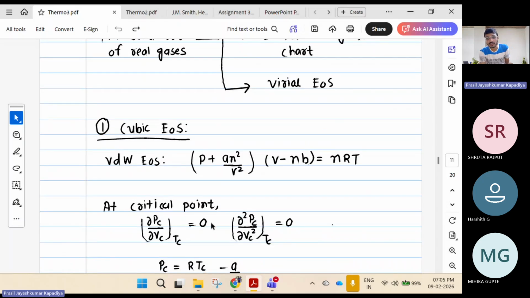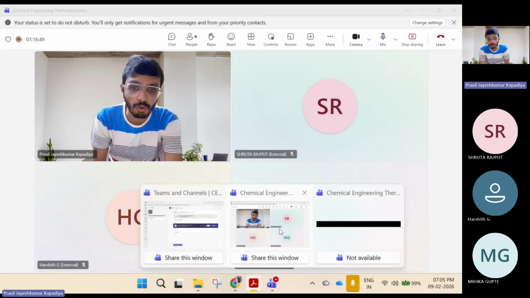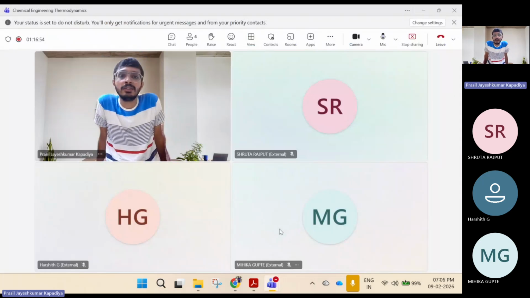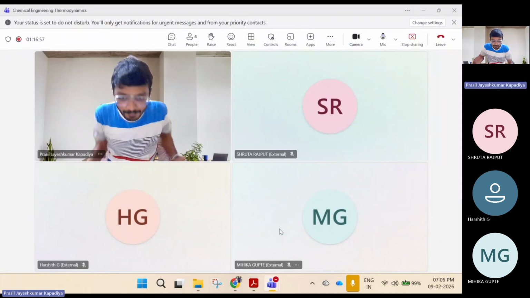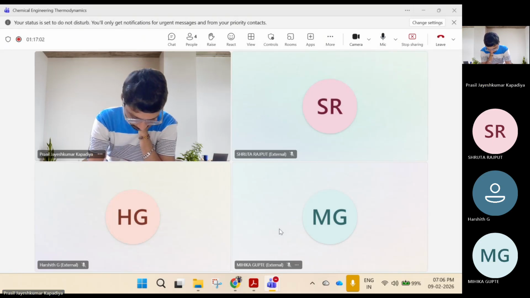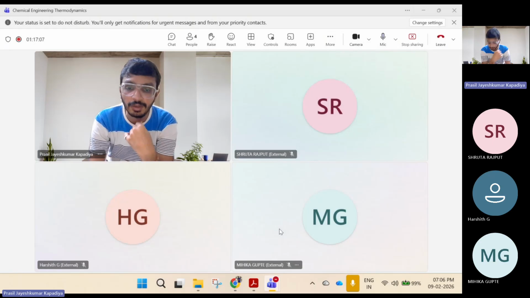So let's have a look at the Van der Waals equation of state. This is the Van der Waals equation of state: (P + a n²/V²)(V − nb) = nRT. Can anyone tell me what the assumptions for an ideal gas are? When I say that a gas follows PV = nRT, what are we assuming? Shruta, can you tell me? Mihika, Harshit, anyone?